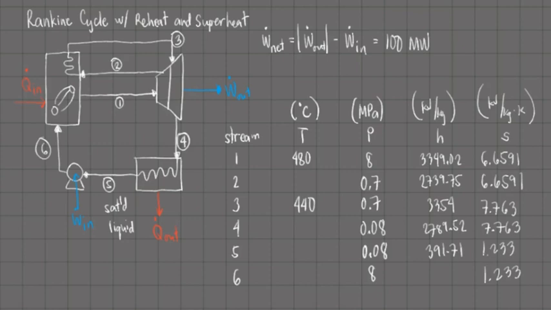For stream 6, a pressure of 8 megapascals and an entropy of 1.233 kilojoules per kilogram per Kelvin means that it is a subcooled or compressed liquid. From the steam tables, you can again estimate the value of the specific enthalpy. That is 400.38 kilojoules per kilogram. And with that, we have completed all of the values of the enthalpies for the 6 streams. We can now move on to the unknowns of the problem.